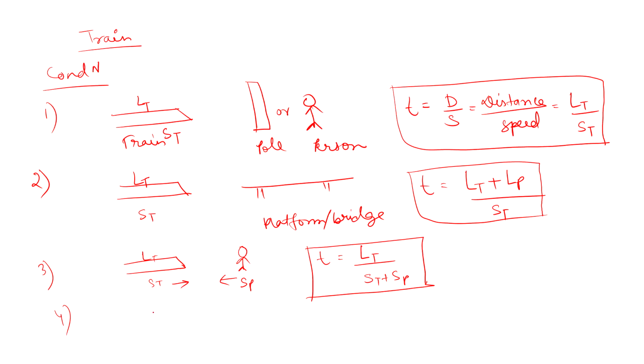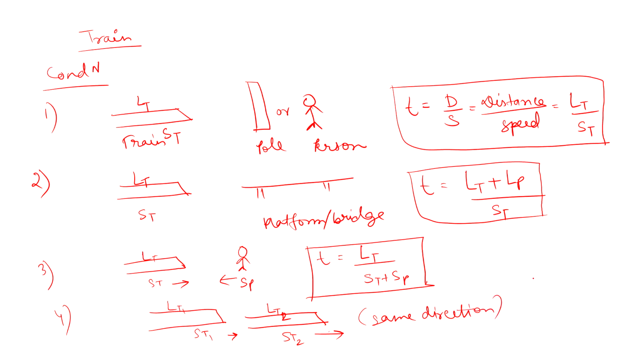Now if you see one train with length LT1 and speed ST1, and another train with length LT2 and speed ST2, where both are going in the same direction, then time is equal to LT1 plus LT2 by ST1 minus ST2. If both trains are going in the same direction, then we subtract the speeds.